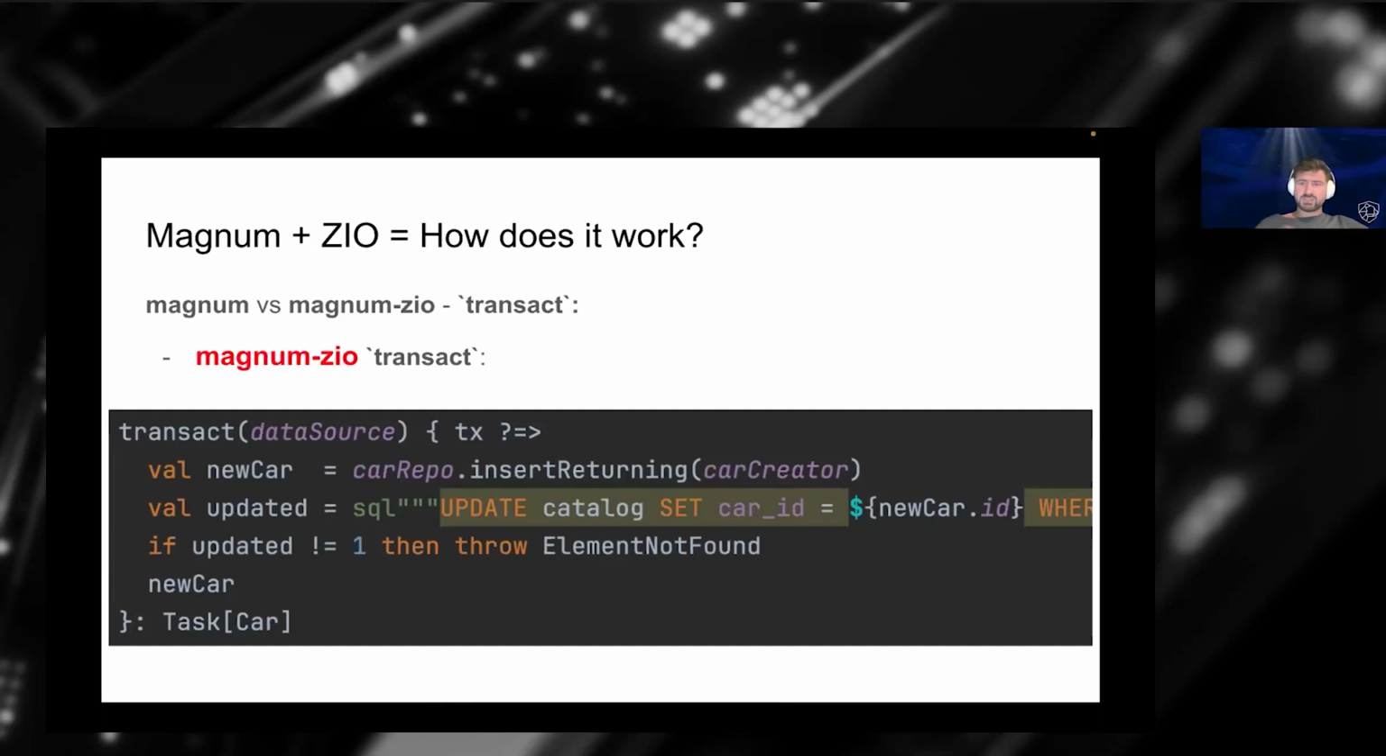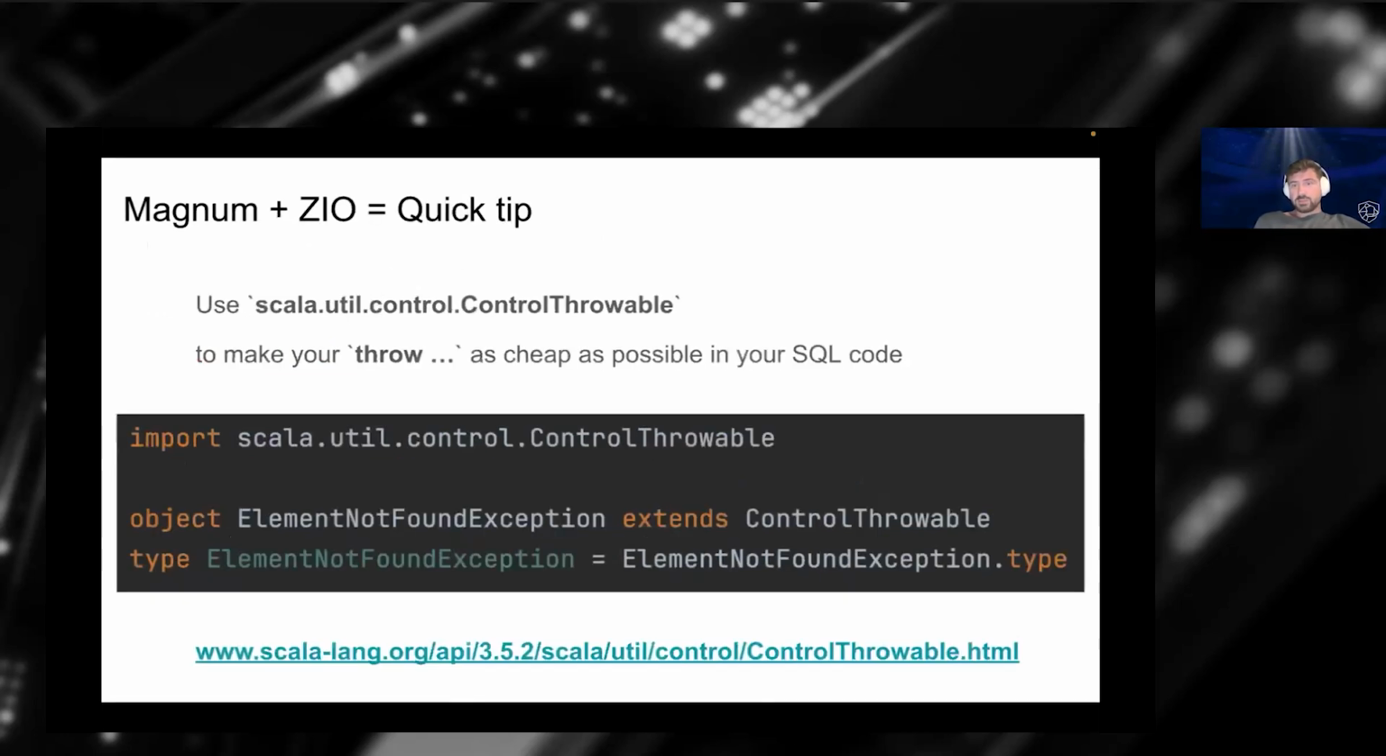So before moving to the next section of this presentation, I want to give you a quick tip to make your Magnum code performant. Next slide, please. So the quick tip is when you throw an exception, be sure to use ControlThrowable. This will avoid your exception building the stack trace, and this will also avoid your APM collecting this as an error. That's just simple. You can have a look at the Scala documentation.